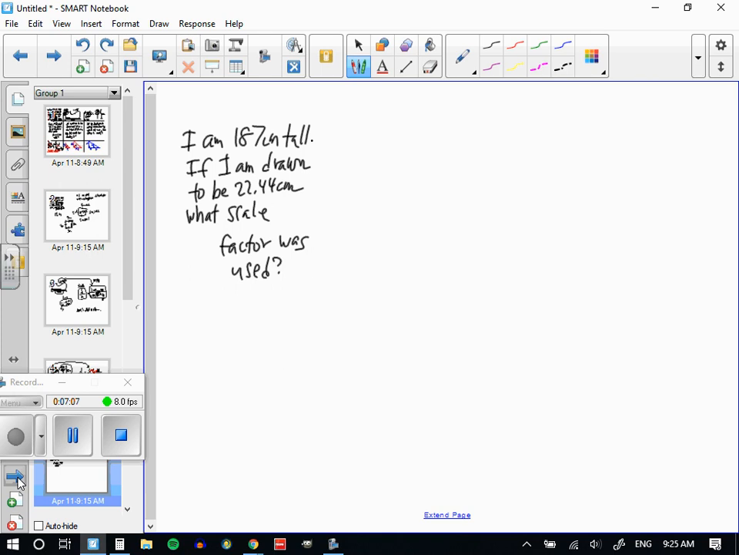Your next question, there's no picture given this time. It says, I am 187 centimeters tall. If I am drawn to be 22.4 centimeters, what scale factor was used? So scale factor is another formula, but it's just simply your D divided by your A that will give you your scale factor. In this case, that's my drawing, so I'm going to put 22.4 there, divided by my actual height, which is 187.